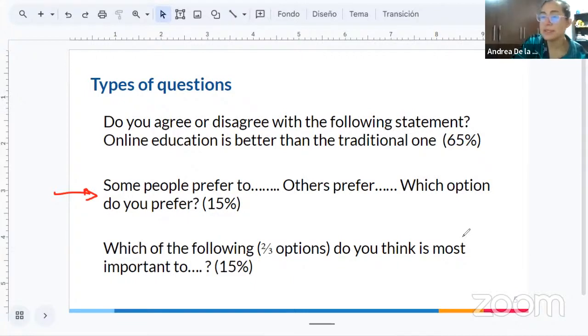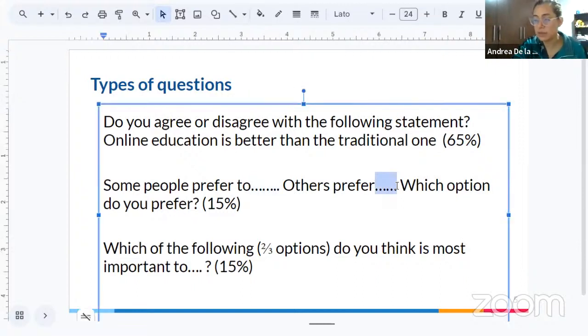Good. So basically in this type of question, they give you two different options and you gotta choose one of them. Now, if you guys think about it, you can have the same options as for the previous questions, right? So it could be something like some people prefer to take online courses. Others prefer taking traditional classes. Which option do you prefer? Right? So at the end of the day, it's very similar to the previous question. You gotta choose between online education or traditional education. This is not as common as the agree or disagree question, which is usually the most common one.